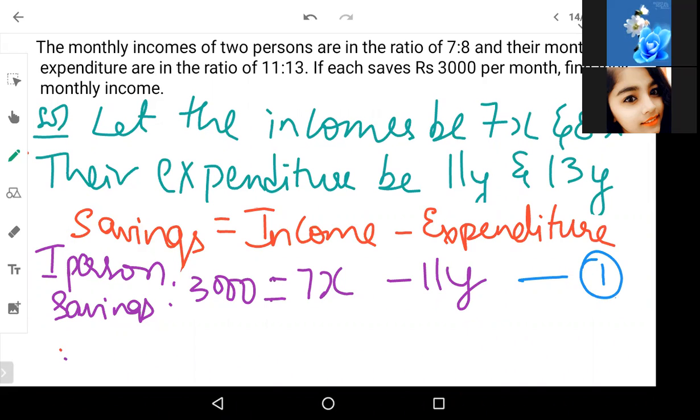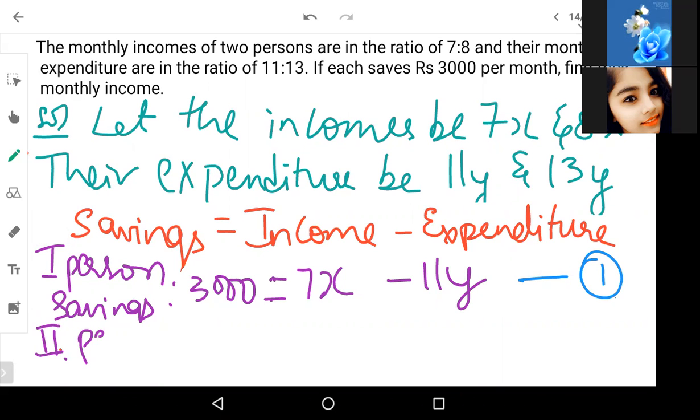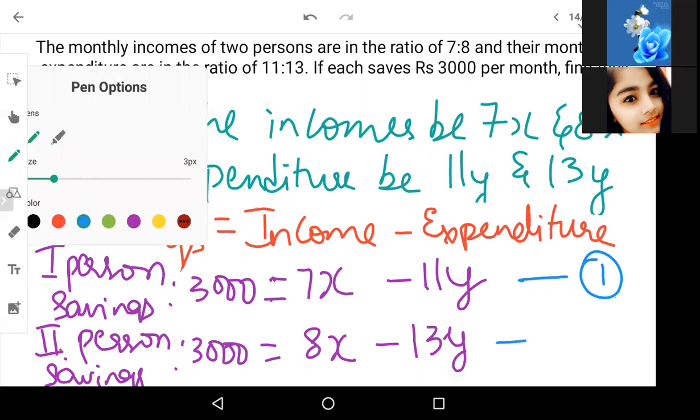Now similarly, we have to form the second person's saving. Now second person is also saving 3000 rupees. And what is his income? 8x, and his expenditure is 13y. Okay, so this will become our equation number 2.